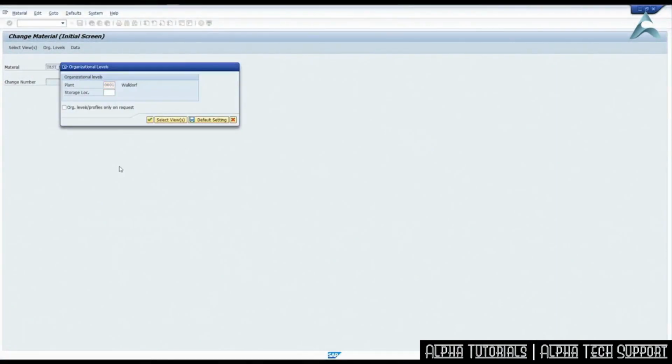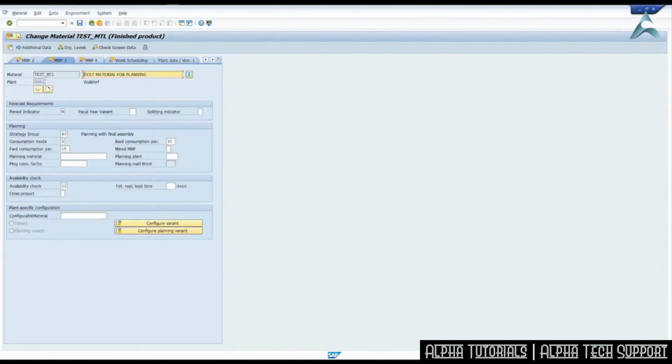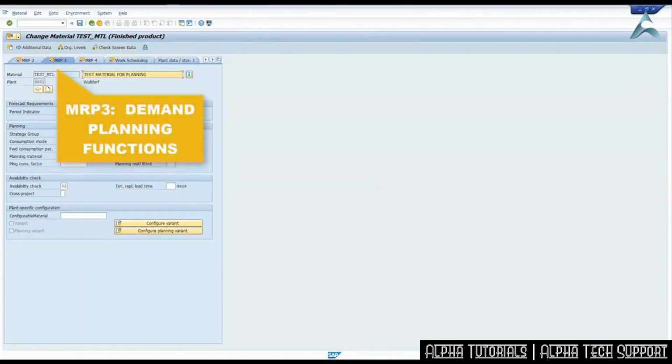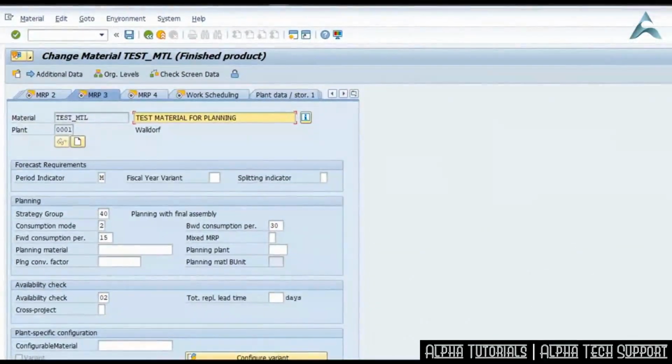Navigating to the MRP3 view, this view manages the demand planning functions within SAP for a material. So if you are not forecasting a material or the material is not relevant for demand planning functions, this tab would probably not be maintained at all. But we need to make sure that we've set that material up for a make to stock scenario. Otherwise, SAP is not going to understand how to plan it when it comes to demand planning.